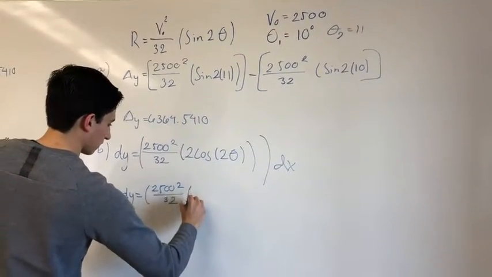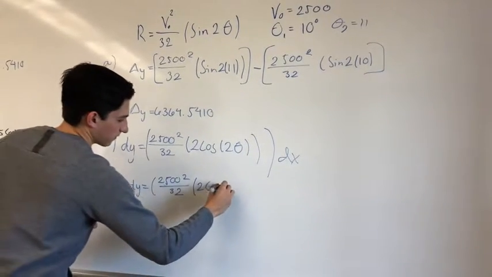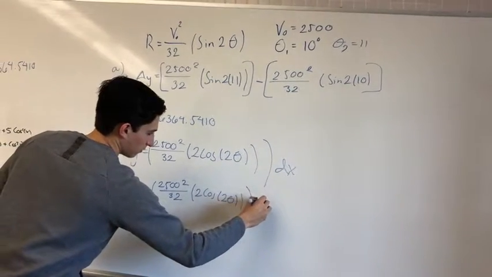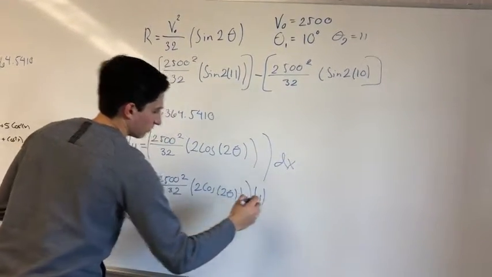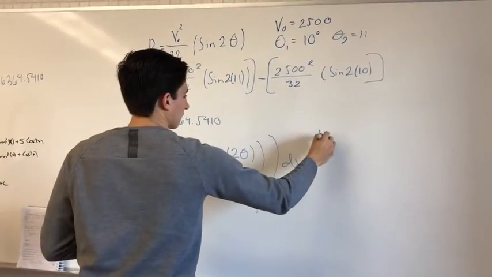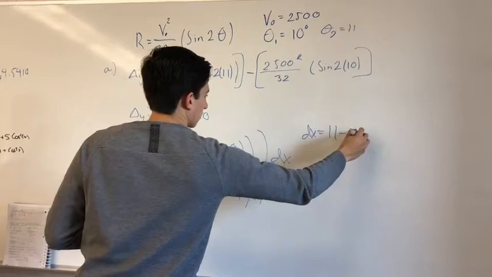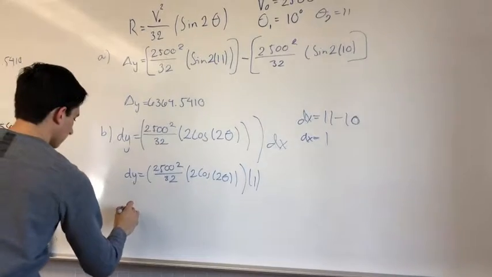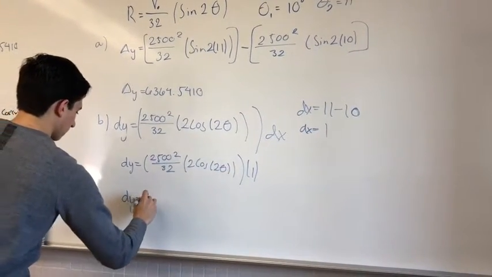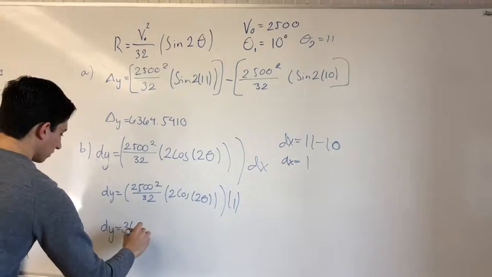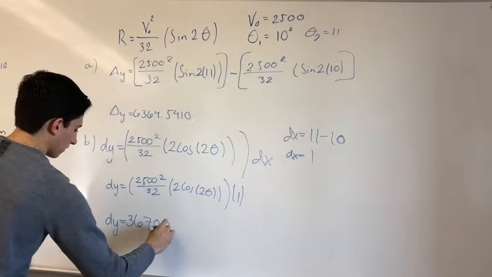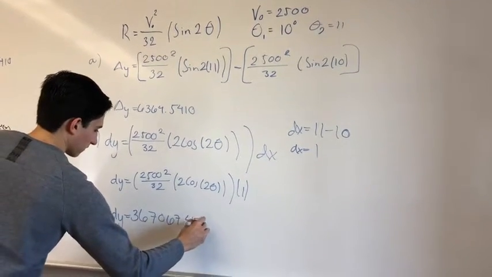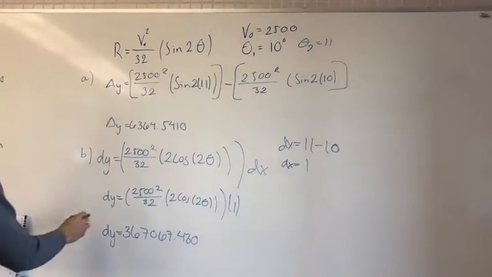And we substitute the information we already have into the equation, that is 10 for theta and 1 for dx, because 11 minus 10 equals 1, so that is our dx. So the final equation is 2,500 squared over 32 times 2 cosine of 20 times 1. You plug that in the calculator and you write the answer with its proper notation, that is dy equals 367,067.43.